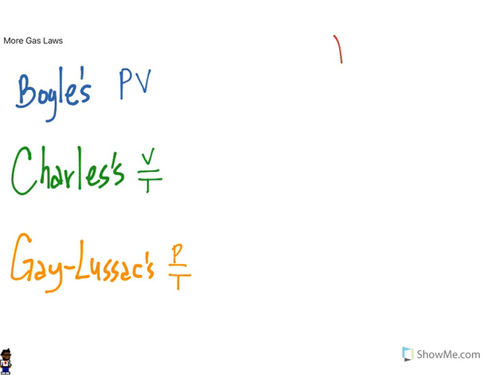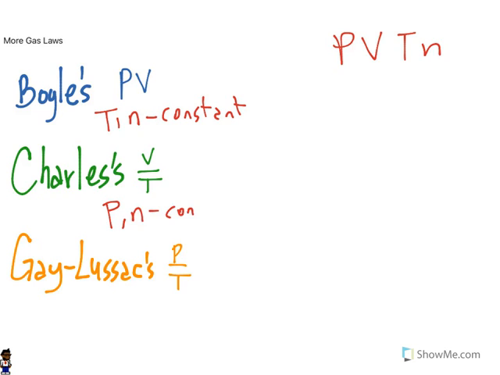Remember, the variables that we have to play with are pressure, volume, temperature, and the number of moles. In Boyle's law, temperature and the number of moles are held constant. In Charles's law, pressure and the number of moles remain constant. And in Gay-Lussac's law, volume and the number of moles remain constant.